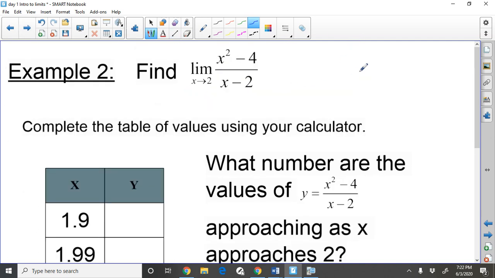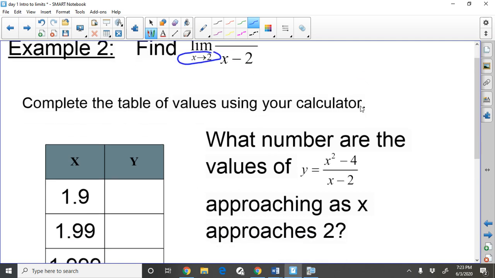Here's an example where it's not a continuous function. So we want the limit as x approaches 2 of x squared minus 4 over x minus 2. 2 does not work in this function. If I plug in 2, I get division by 0. So we want to look at numbers as x approaches 2.